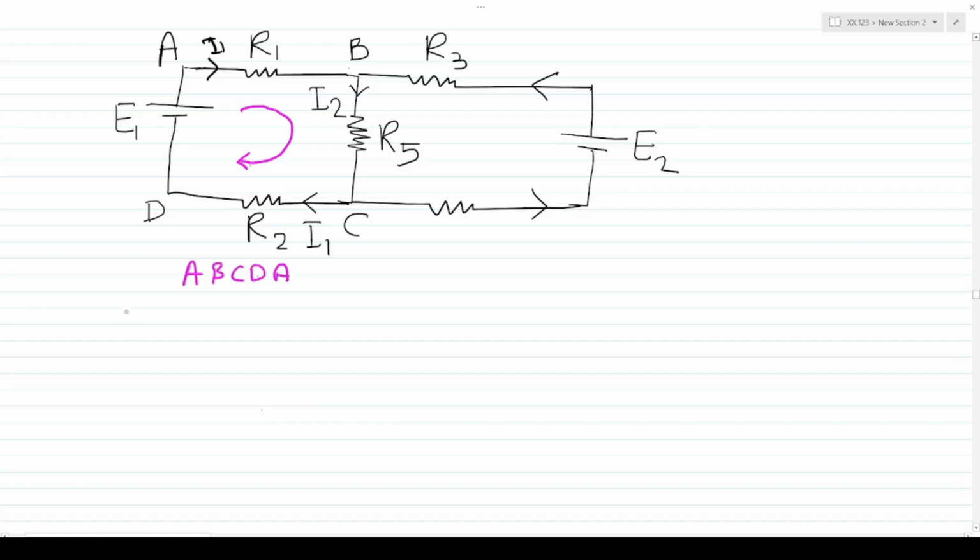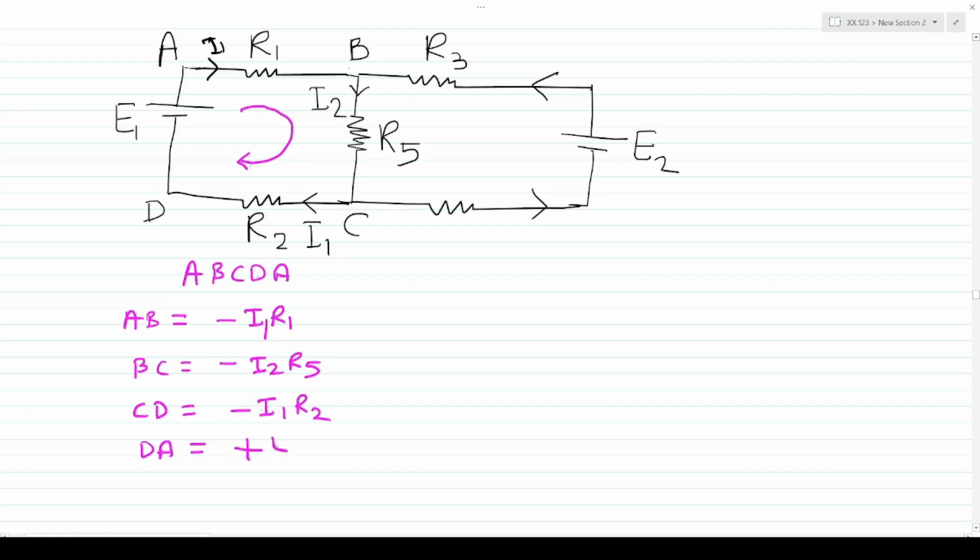ABCDA, for path AB, we are moving in the direction of current, therefore minus I1 R1. For path BC, even we are moving in the direction of current, therefore minus I2 R5. And for path CD, even we are moving in the direction of current, minus I1 R2. And for path DA, we are moving from lower potential to higher potential, so plus E1.